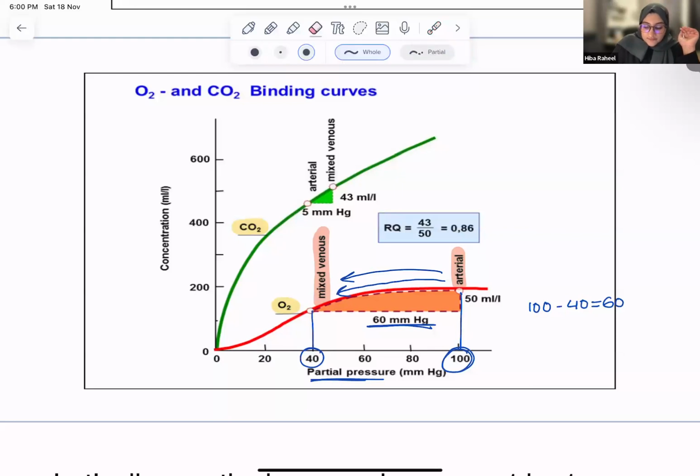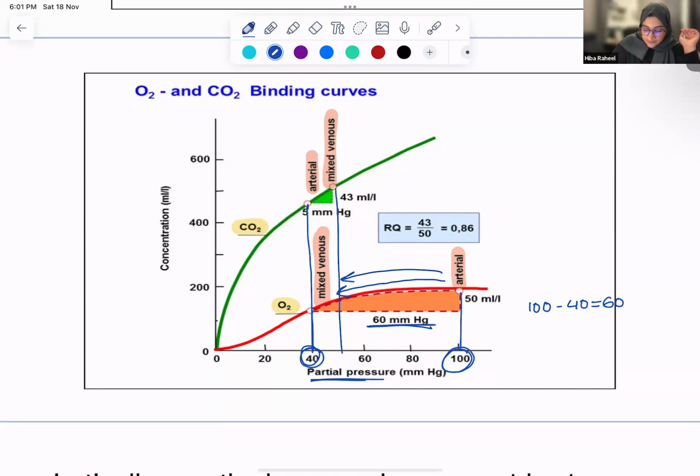Now let's look at carbon dioxide. Again, for carbon dioxide, I want you to focus on the arterial and the mixed venous sides, 2 points in the graph. Now, the arterial side, as you can see, the carbon dioxide level is 40, okay? And as it goes to the venous side, it increases. Let's say now it is about 45. I would say 45, okay? So it changes by about 5.